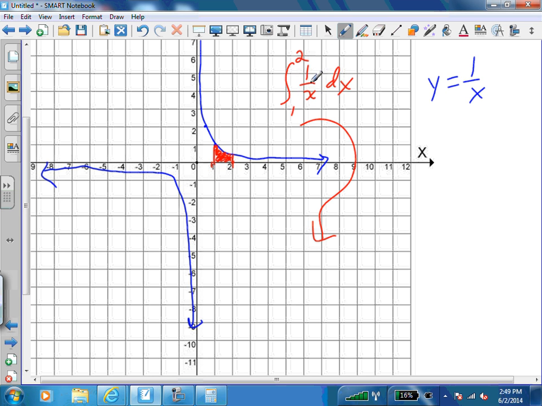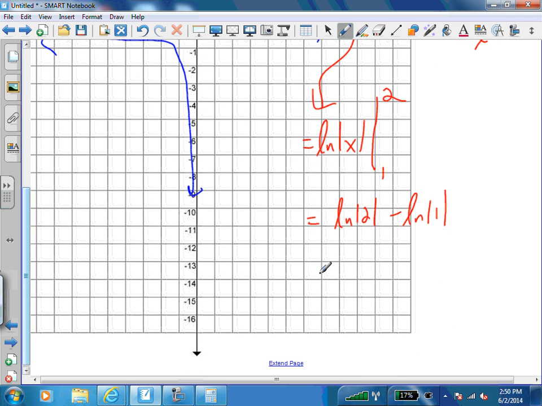What is this integral? What's the antiderivative of this? Yeah, that's just dx over x. The antiderivative is natural log absolute value of x. We're evaluating that from 1 to 2. Which means we substitute a 2 in, substitute the 1 in. Caleb reminded us that natural log of 1 is just 0.